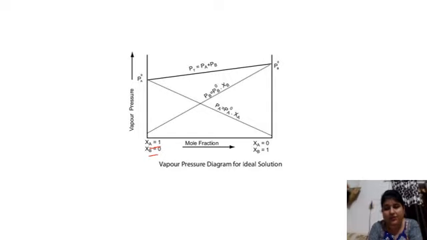The plot of P total, this one, is a straight line. If you look carefully, that is a straight line. Why? Because their sum is equal to the total pressure according to Dalton's law. It is equal to the sum of partial pressures. I hope it is clear to you.